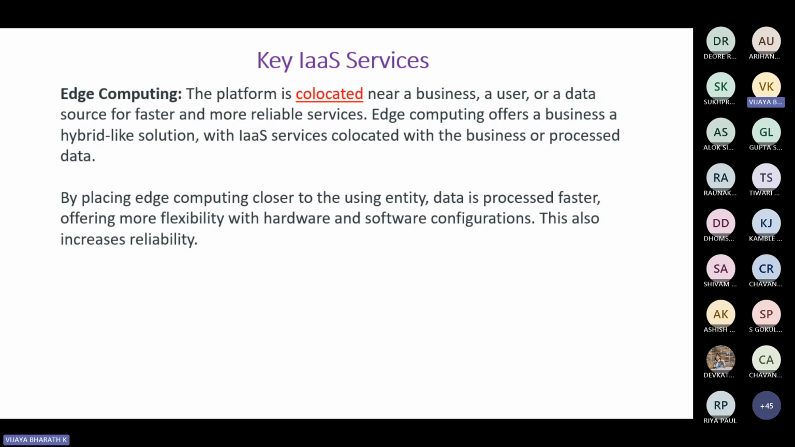Coming to edge computing. So this platform is co-located near a business, a user, or a data source, for faster and more reliable services. It offers a hybrid kind of solution, so wherever business and data are processed, you can use it. When you get this facility, your data can be processed faster, and you can provide more flexibility with respect to hardware and software configuration, and it also increases reliability.